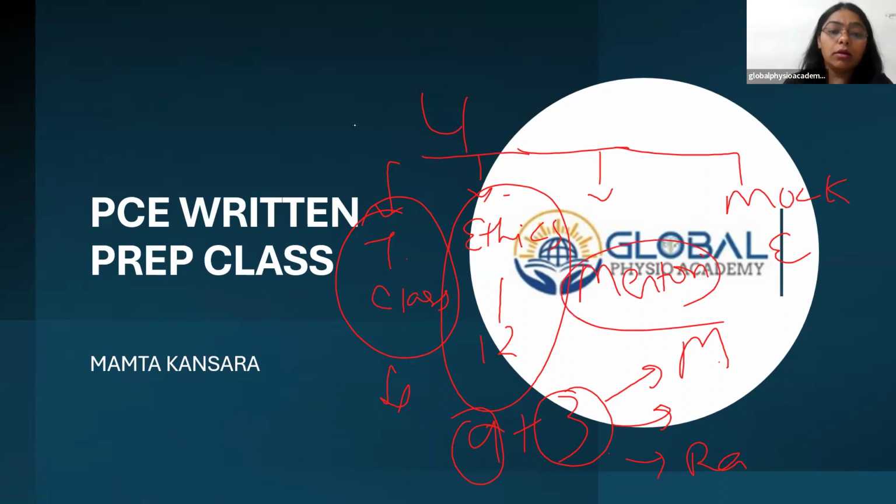Mentoring. Regular class is approximately 3 to 4 months, and for mentoring I want 3 to 4 months. It depends on the student's capacity. Like my one student started with me in March and she cleared in November. It depends on the student's efficacy.